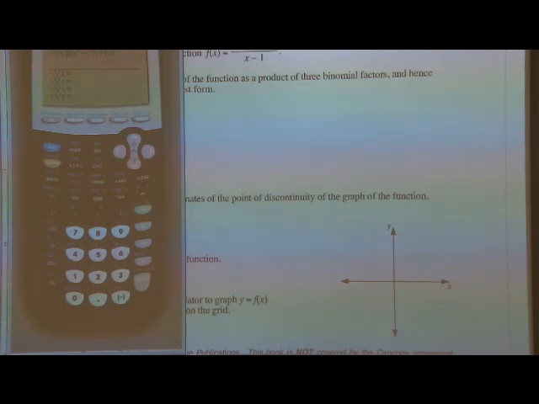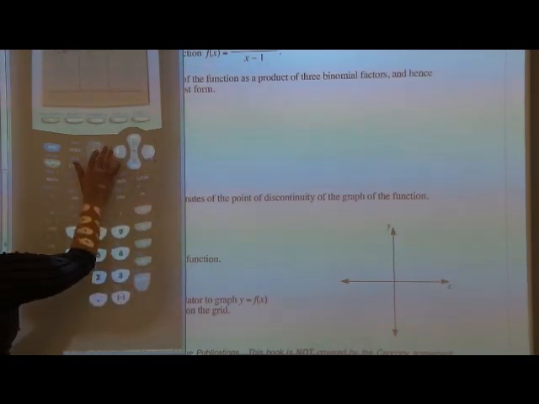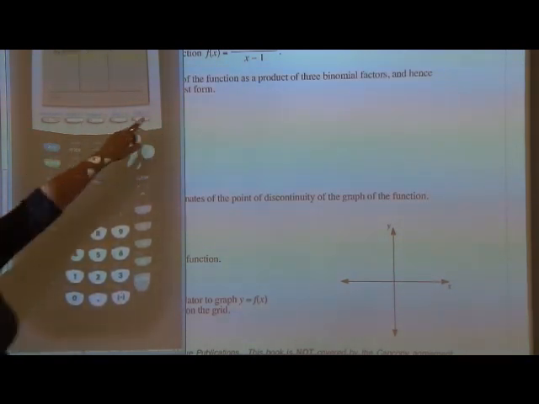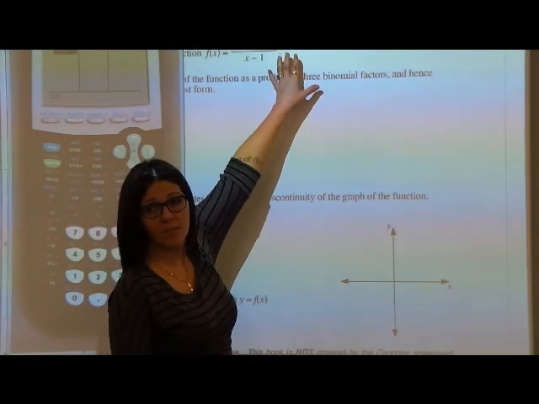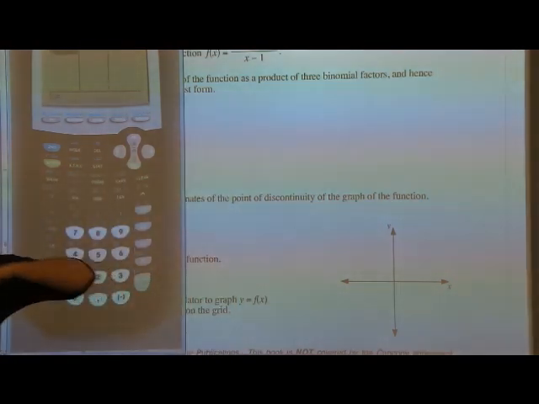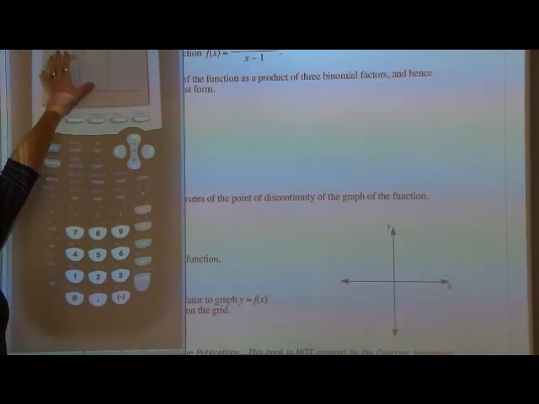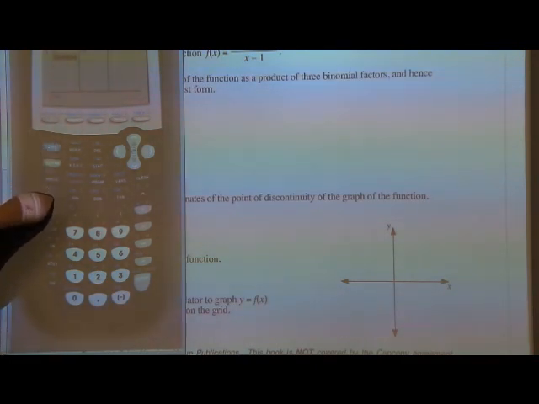And then I would go to my table. And if my table's on ask, the values that could be possible factors are going to be anything that is a factor of 6. So positive and negative 1, positive negative 2, positive negative 3, positive negative 6. So I'm going to start off with positive 1, which gives me a 0. So 1 is a possible factor. Or sorry, 1 is a possible 0.